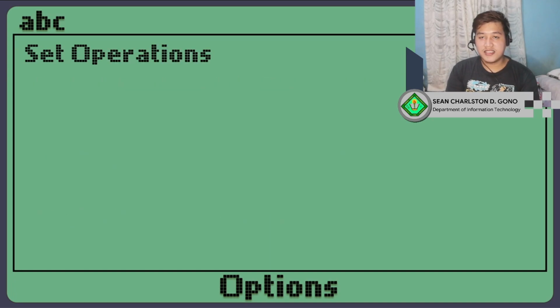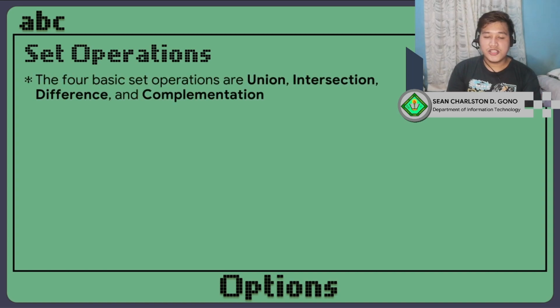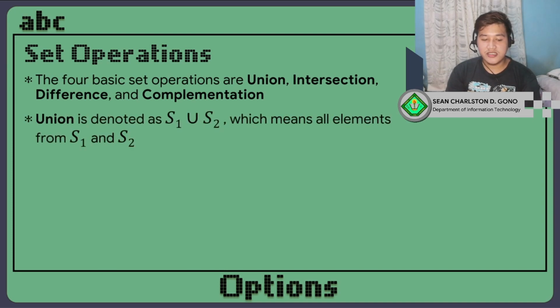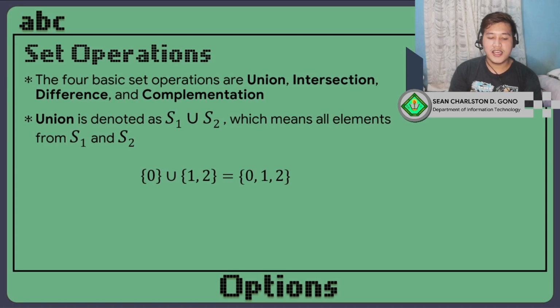Now let's go ahead and discuss set operations. There are 4 basic operations on a set, and they are union, intersection, difference, and complementation. Let's start off with the basic one, which is union. Union is denoted as set 1 union set 2. This is the symbol for union, which means all elements from set 1 and set 2. For example, we want to know the union of set {0} and set {1, 2}. All you have to do is combine the contents of these two sets. So their union is {0, 1, 2}.